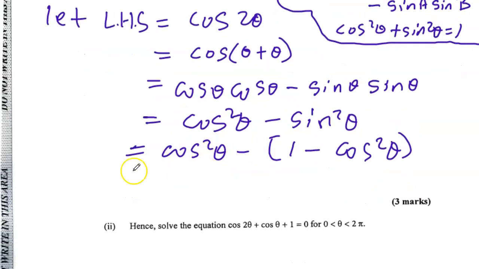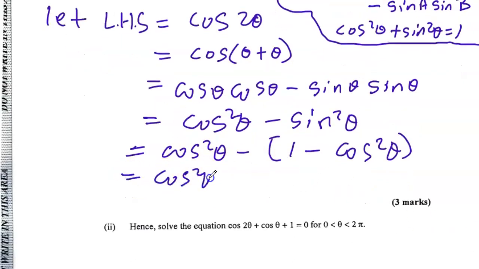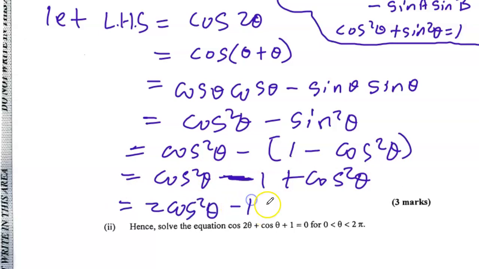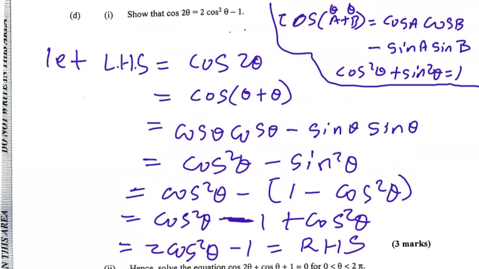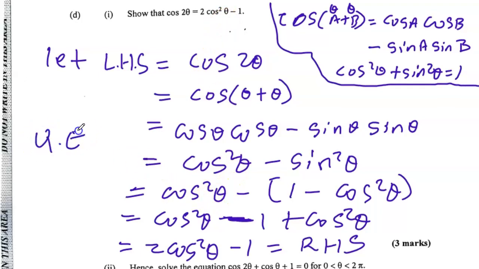Alright, so we clear the bracket there. We end up with cos square theta minus 1, and distribute the negative, we end up with positive cos square theta. So cos square and cos square, that's 2 cos square theta minus 1, which is what the right hand side is in the proof. So the left hand side is equal to the right hand side. So this proof was quite easily done.